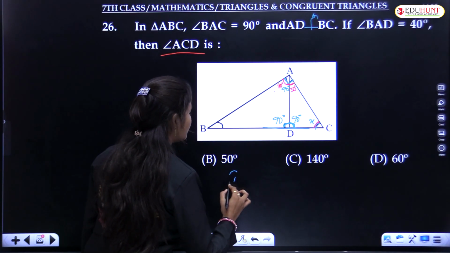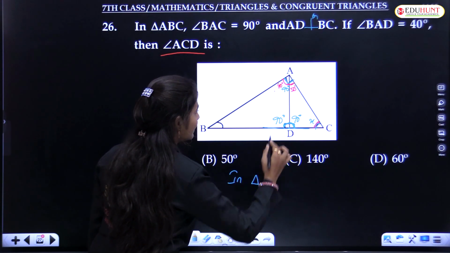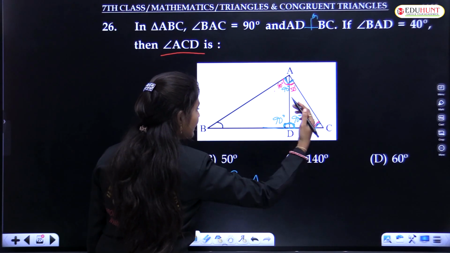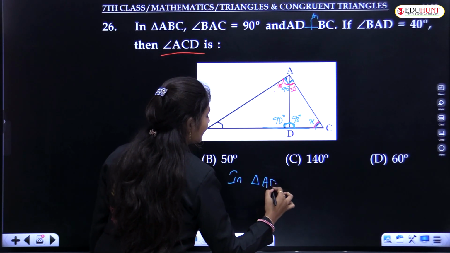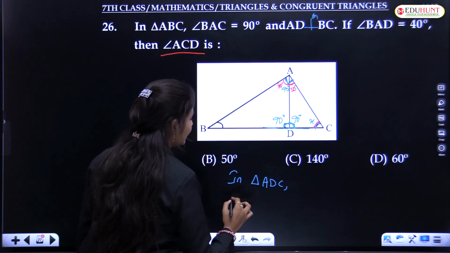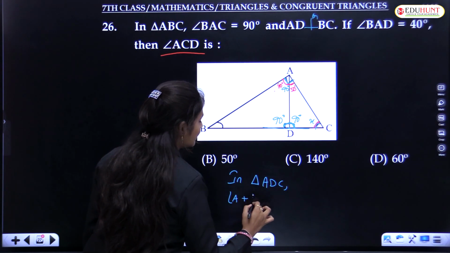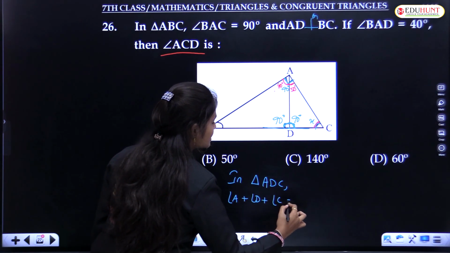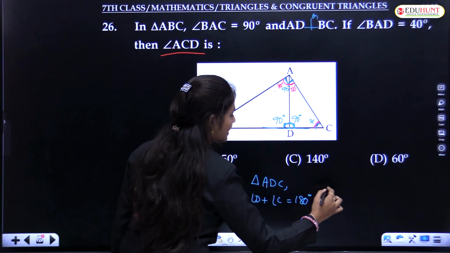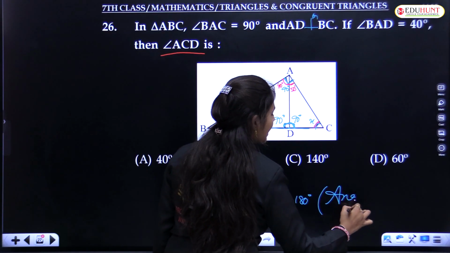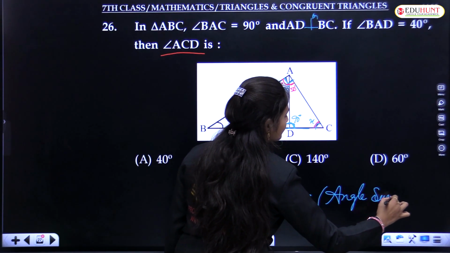So here we need to take triangle ACD or ADC, your wish, that is ADC. Here angle A plus angle D plus angle C is equal to 180 degrees. This condition we know according to the angle sum property.